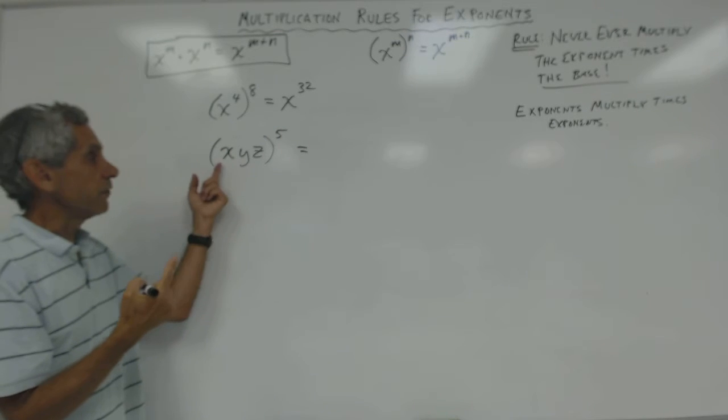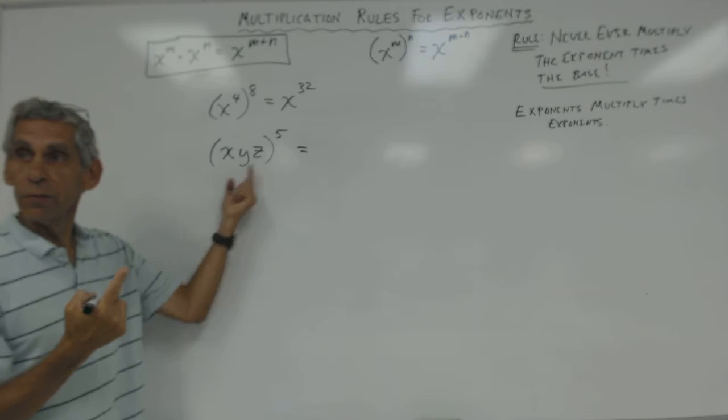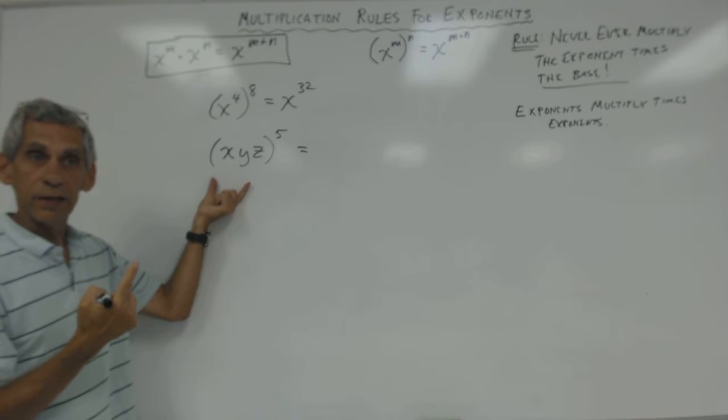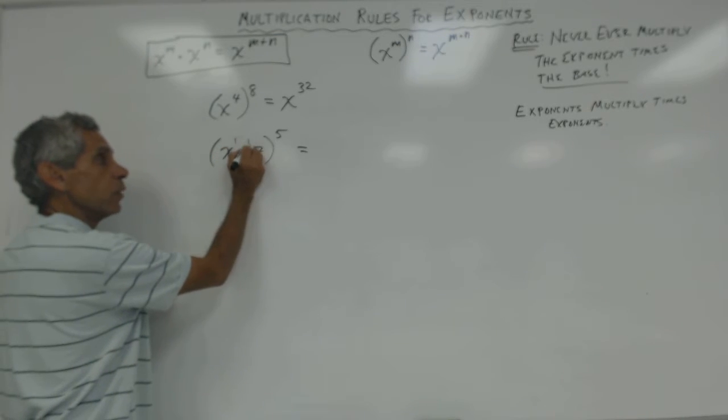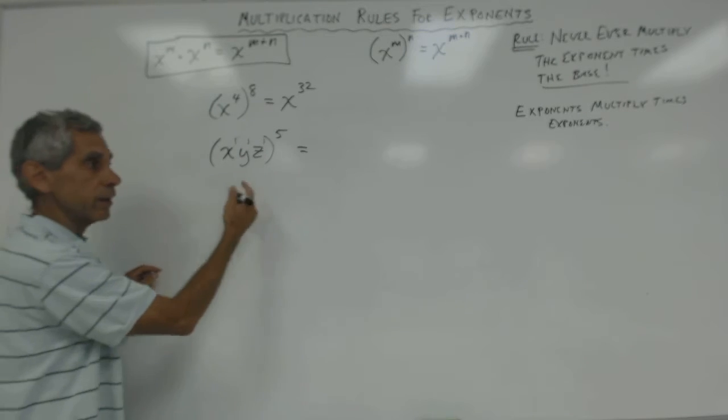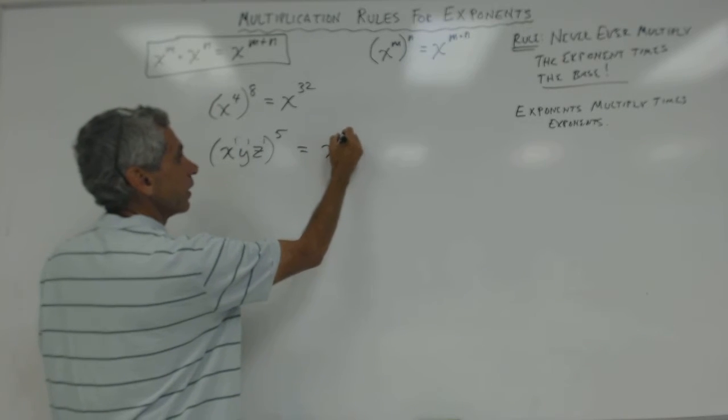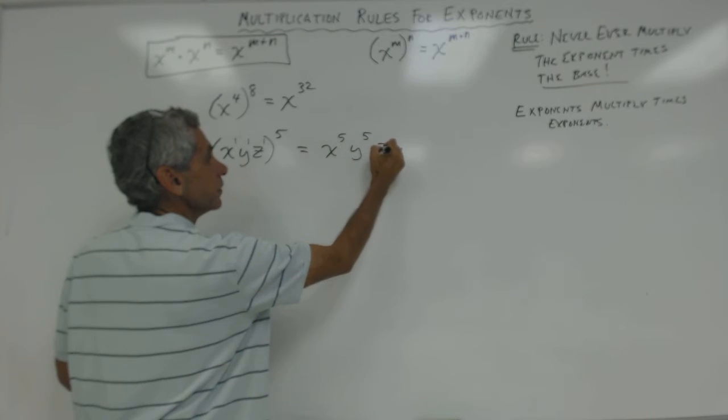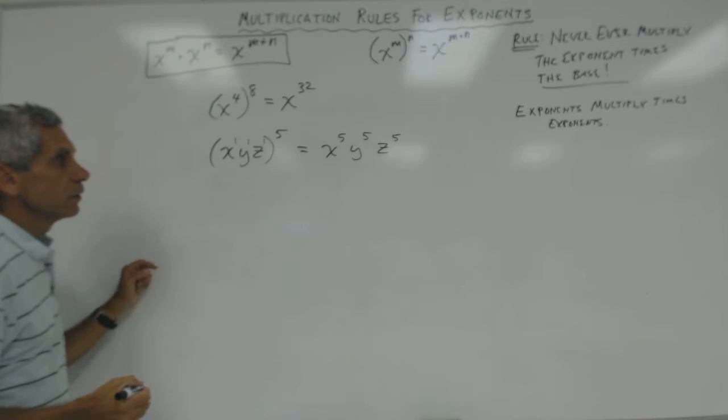It is not 5xyz, right? Because that would be multiplying times the base. It's the exponents, it's multiplying times the 1. Therefore, it would be x to the 5, y to the 5, z to the 5. Does that make sense? Okay, cool.